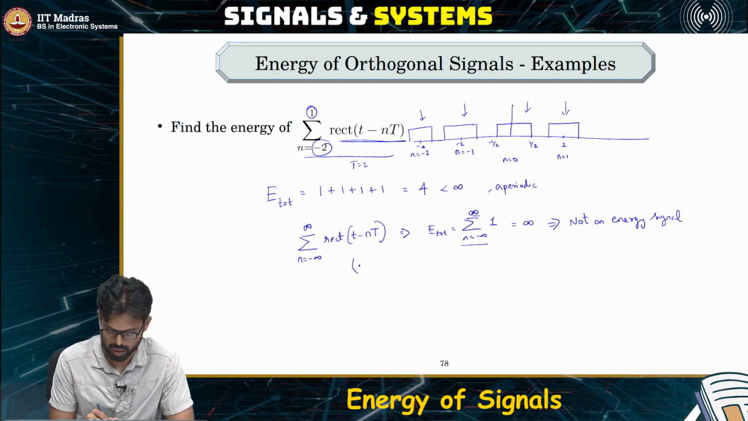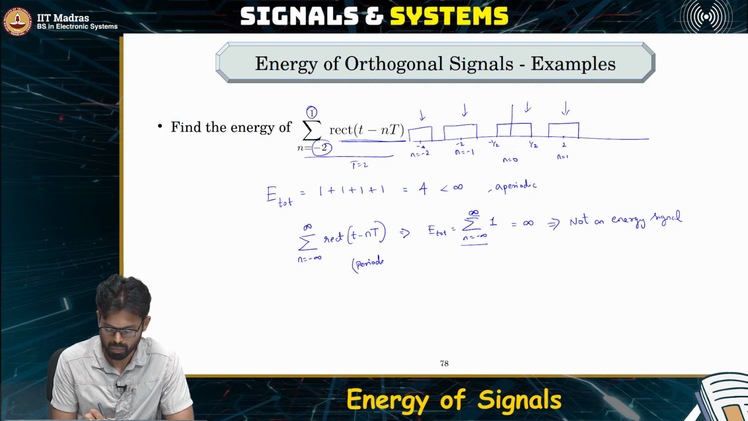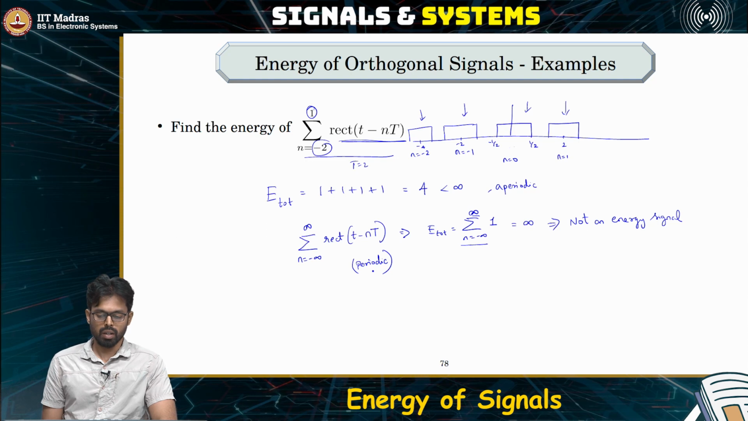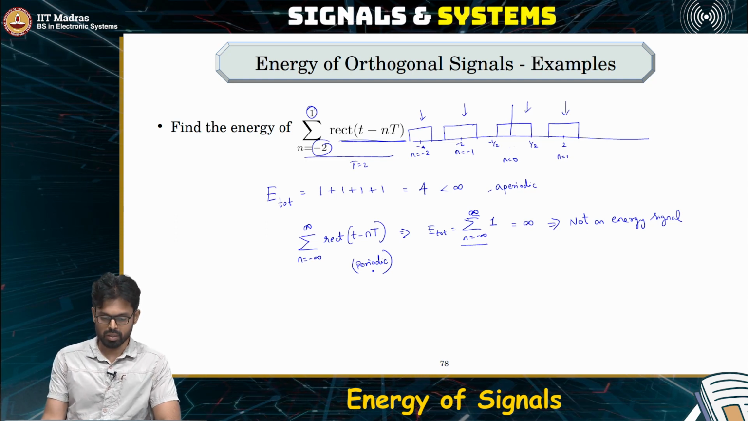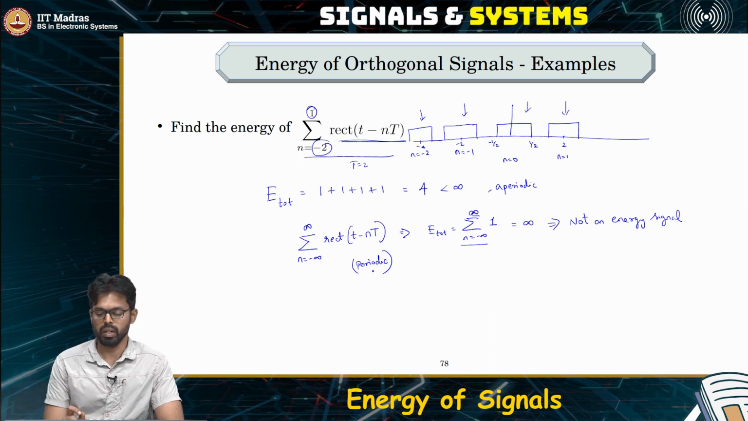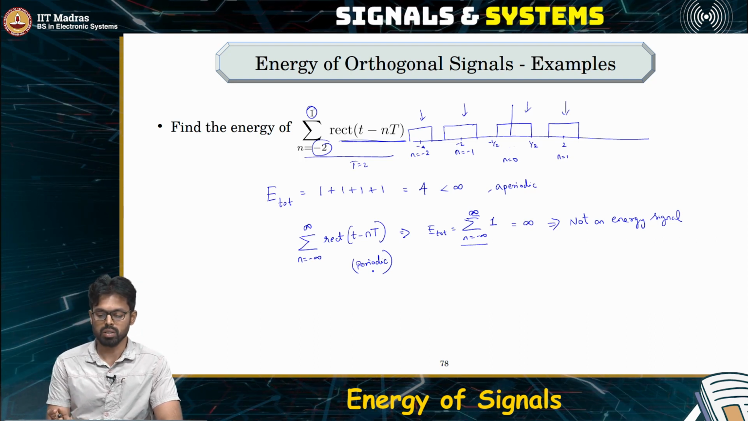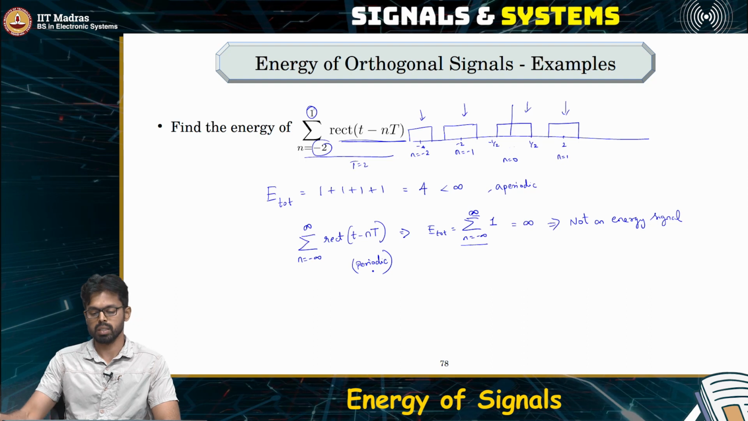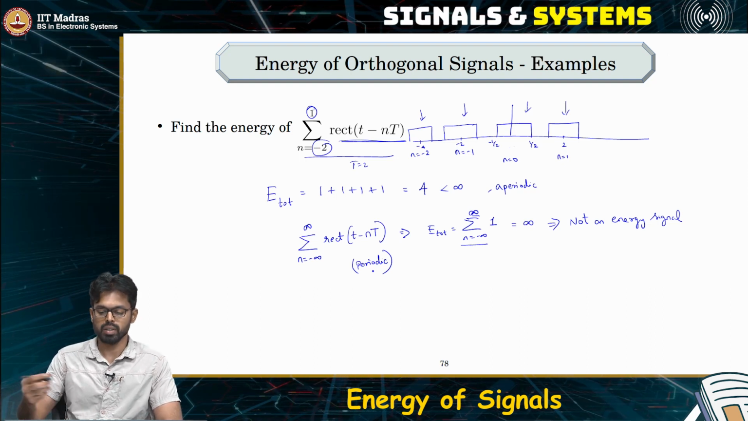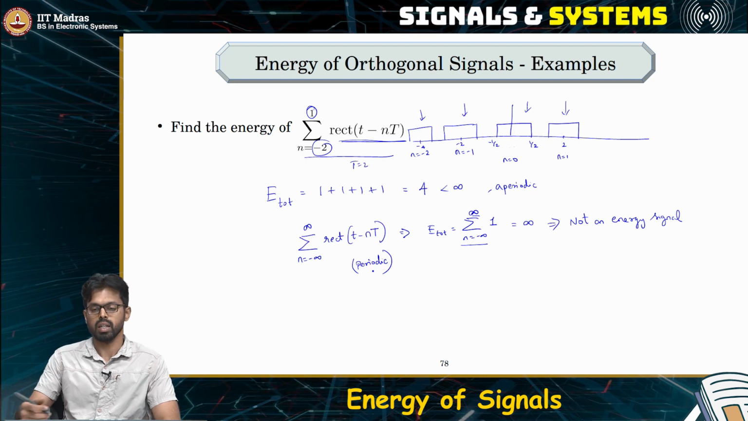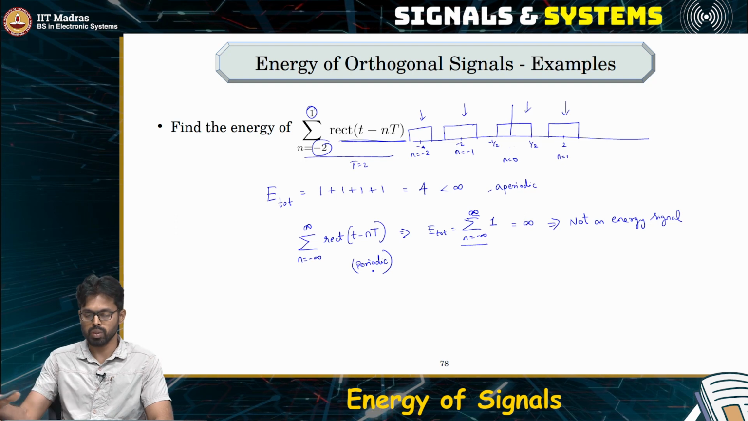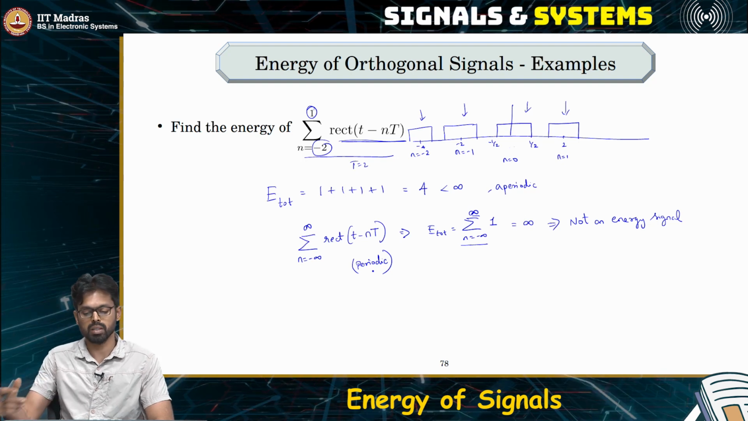This is periodic. So all periodic signals will have infinite energy. This follows directly from this example, right? So you can find the energy in one period. In one period, if it is non-zero, then you can always express that as sum of multiple orthogonal signals, and whatever is the energy in one period, it will have the same energy in each individual cycles and individual periods, but there are infinitely many such periods.